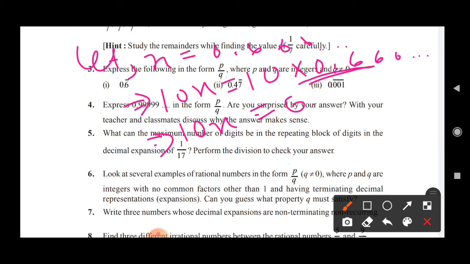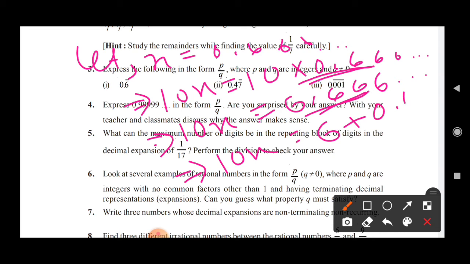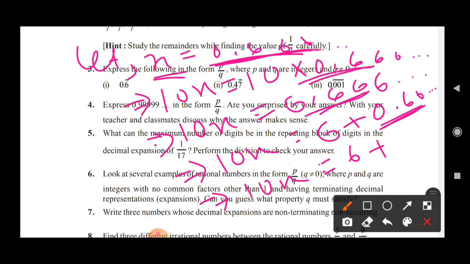So 6.666 dot dot. So this 10x will remain the same again. In this part we can write it as 6 plus 0.66 dot dot. So 10x is equal to 6 plus. You can see this part is equal to this part, which is equal to x. So instead of this part we can put x. So I am going to erase this, note it. So 10x is equal to 6 plus x.